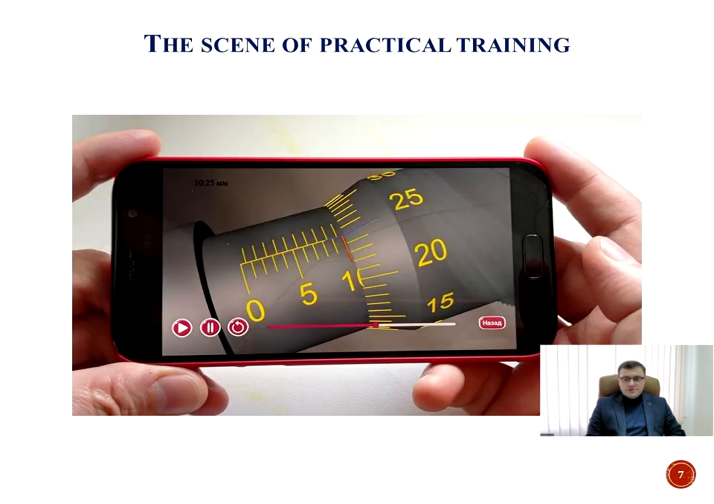Slide number 7 shows the practical training screen on the mobile phone screen. The main part of the screen is occupied by a training video. It explains all the details of working with the micrometer. At the bottom of the screen, there are control buttons to start, pause, stop the video, and a slider to rewind it. At the bottom right is the back button to return to the main menu.